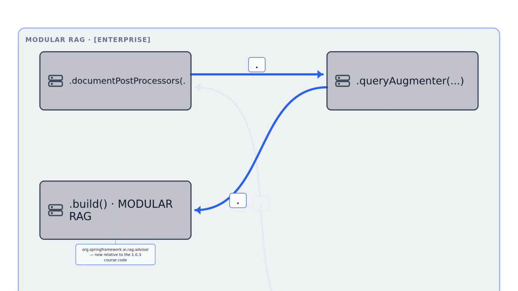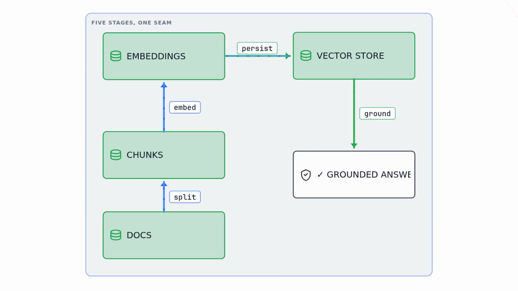Finally, the query augmenter, then build. Same idea as QuestionAnswerAdvisor, evolved into the enterprise-grade modular RAG pipeline. 5 stages: docs, chunks, embeddings, vector store, grounded answer. One seam, Spring AI is what makes every stage swappable without rewriting your service.